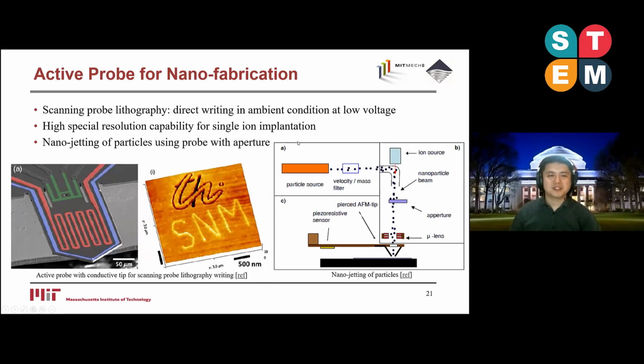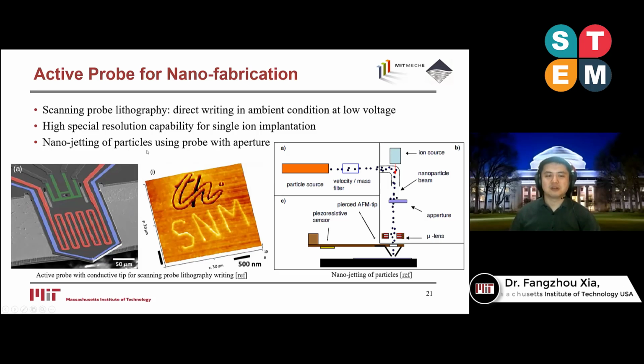Last but not least, we have the active probe for nano-fabrication. Basically, it can be used for scanning probe lithography if we have a conductive wire connected to the probe tip. It can also be used for high spatial resolution single ion implantation. Basically, you use an aperture at the very tip of the probe, so that you image with AFM to see the location where you want to implant your ion, and then we can turn on the ion source to get that implantation done. It can also be used for nano-jetting of particles rather than ions, as visualized in this slide.